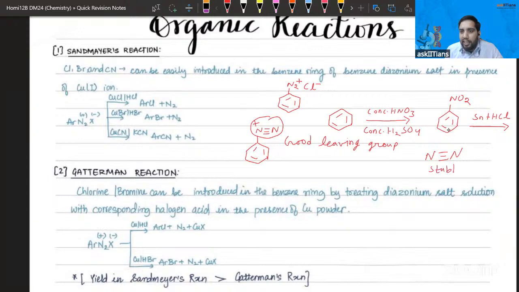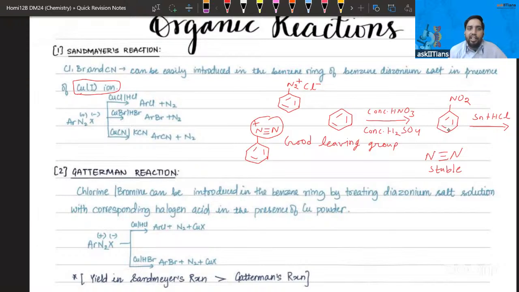So whenever a stable product is going to form, that reaction is going to occur in the forward direction. That reaction is spontaneous. So what we need to do in Sandmeyer's reaction, in presence of copper(I) ion, is take it depending on which type of benzene we are going to prepare.